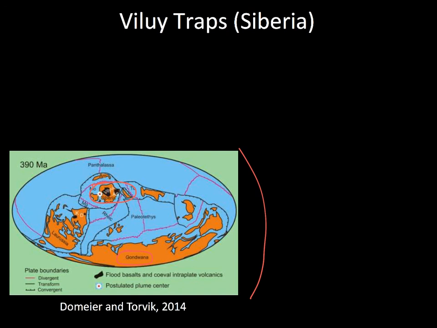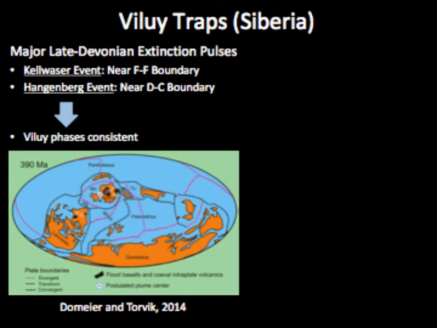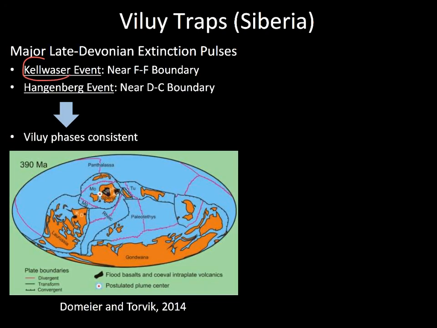Just like they did for the Siberian Traps, scientists have looked at the eruption record of the Viluy Traps and how it coincides with the late Devonian mass extinction pulses. As I mentioned, the reason they call this the late Devonian extinction is that it occurred in two pulses in the late Devonian period. One is called Kellwasser, and one is called Hangenberg. I'm probably mispronouncing those. The Kellwasser event was the first pulse, and it occurs near the boundary between two sub-periods in the late Devonian, the Frasnian and the Famennian. Weird names that you do not need to know.